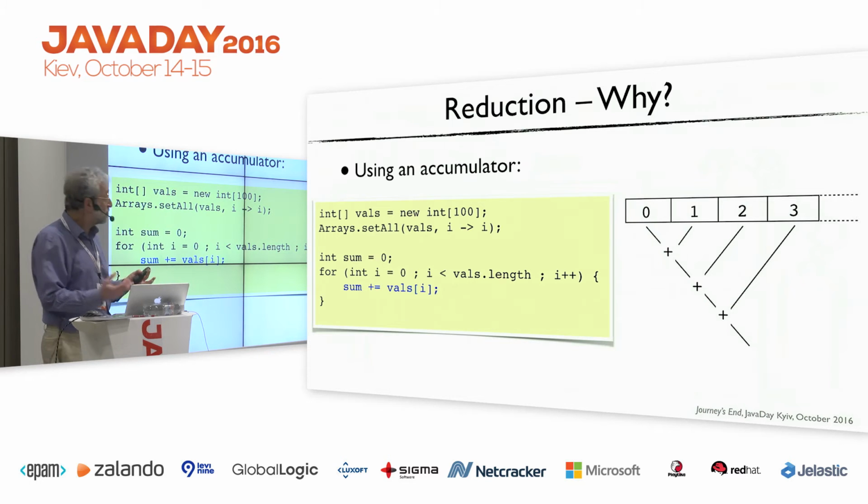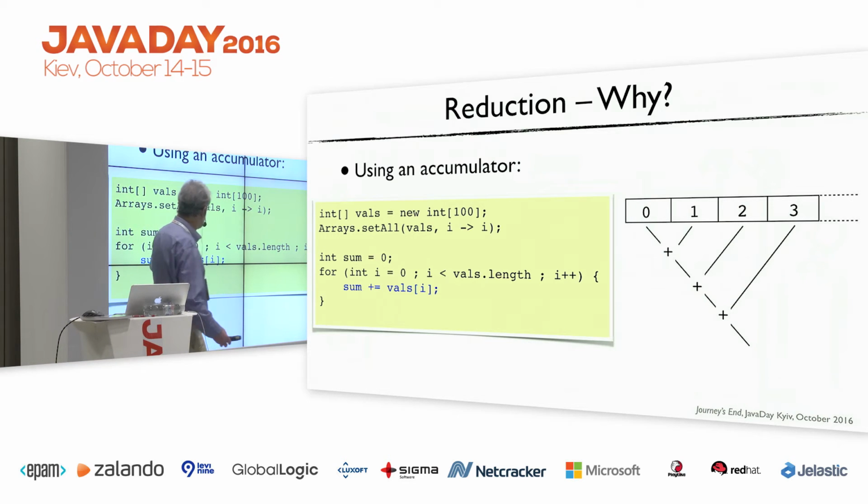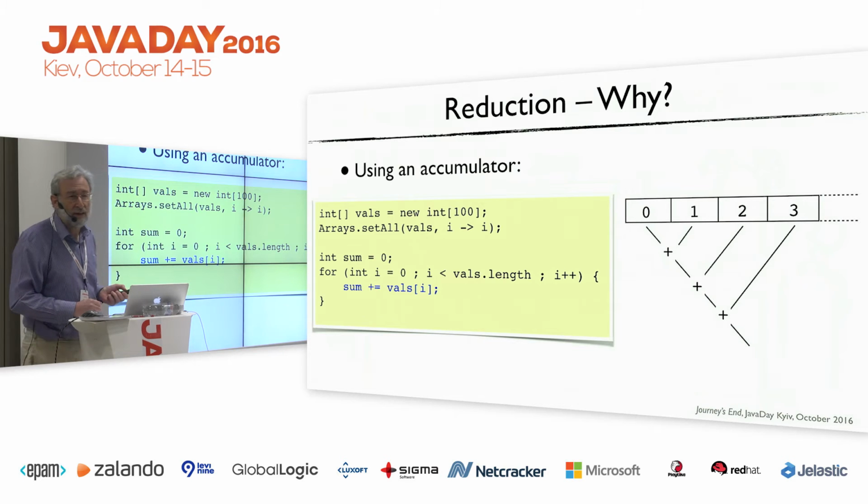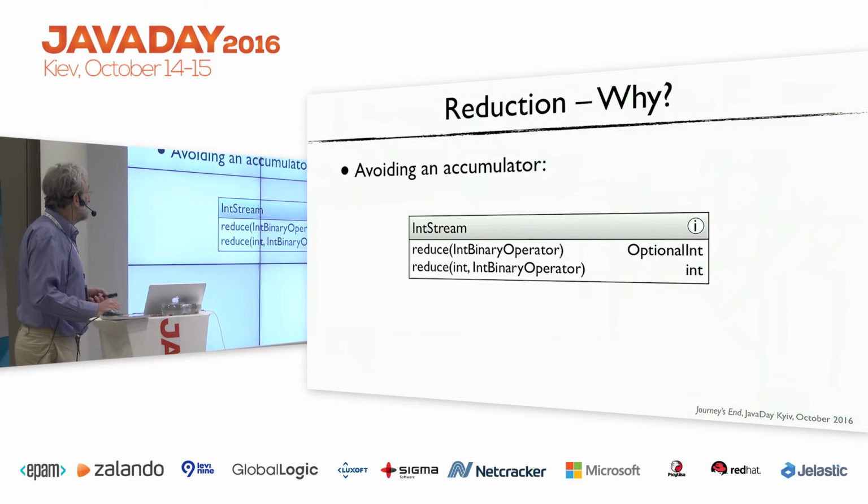How could you actually distribute this summation operation over the whole array? Well, the answer is you could use what's called reduction. I guess most people will be familiar with the idea of reduction. In general, functional programmers have been using it for decades and decades.